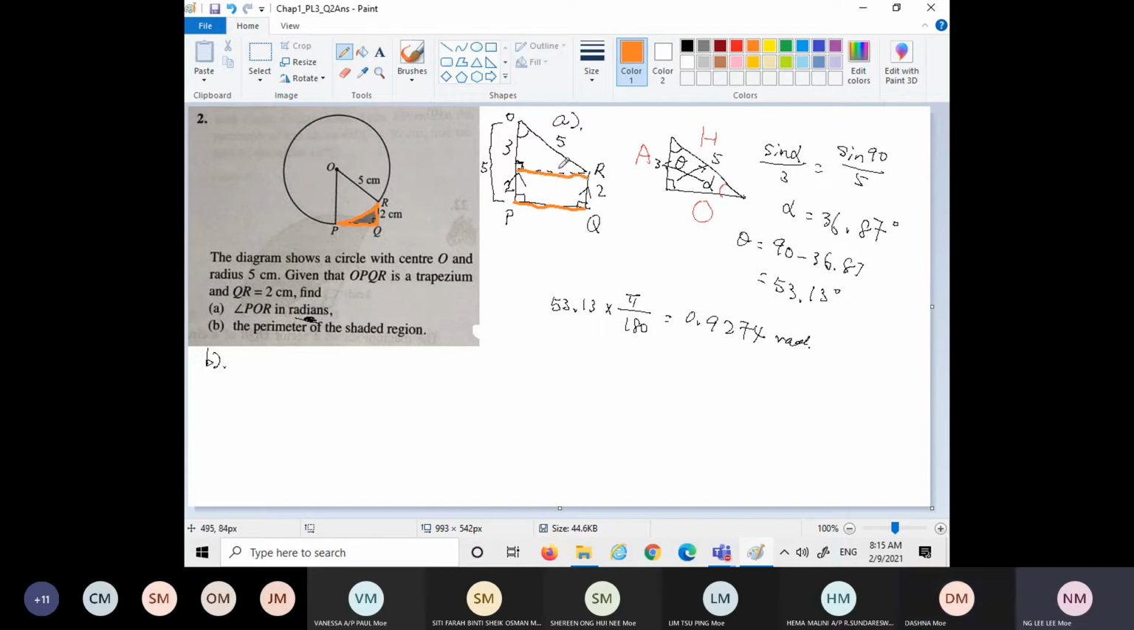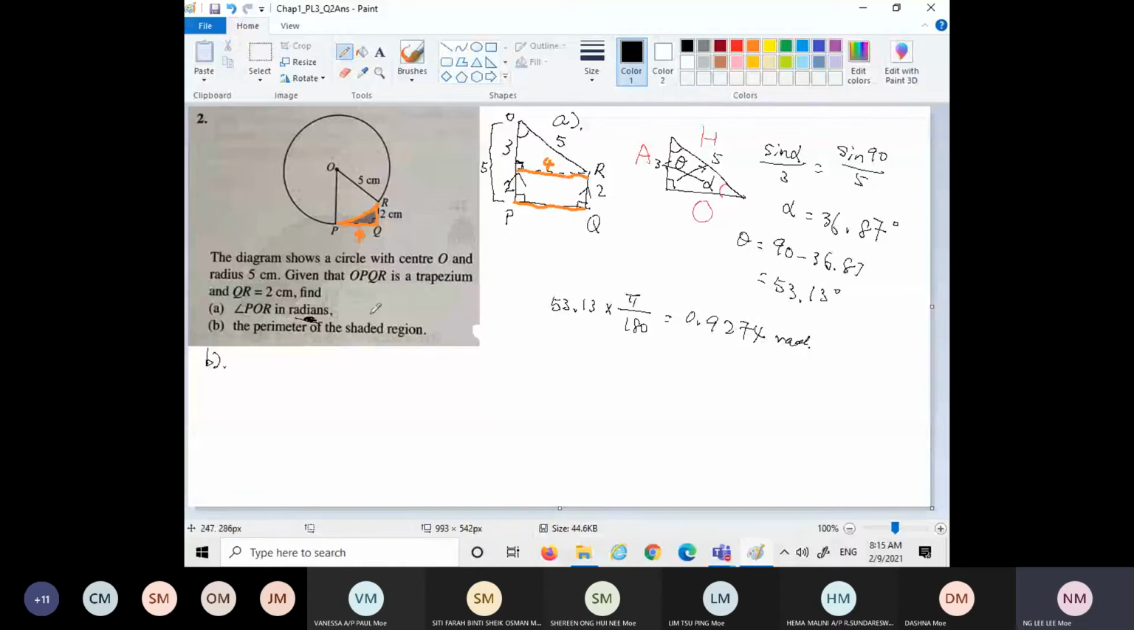Again, this is a right angle triangle. If you memorize the Pythagorean triple, this is 3, this is 5, so this one will be 4. So here is 4. You just get the arc length plus 2 plus 4, and that is your answer. So I do it now.